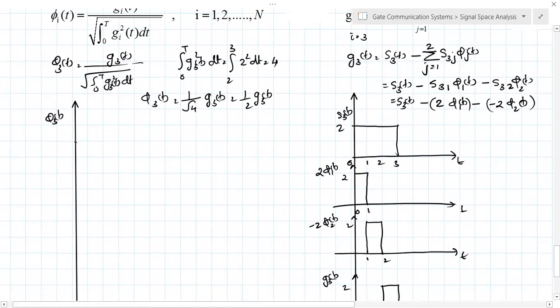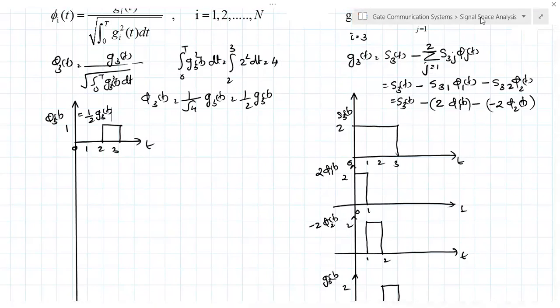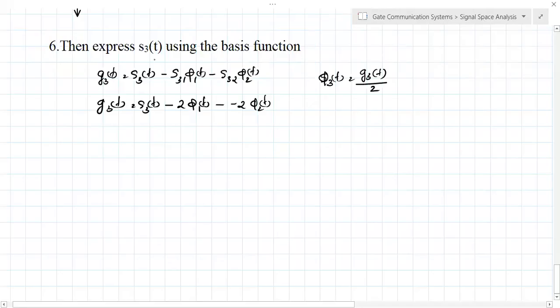Phi 3 of t becomes, on the axis 0, 1, 2, 3, from 2 to 3, the amplitude of the signal is 1, because we are multiplying the G3 of t with 1 by 2. So the amplitude is 1. So now we got the three signals, phi 1, phi 2, and phi 3. Now we can express S3 of t in terms of its orthonormal basis function. So last step, we can express S3 of t using its basis function.